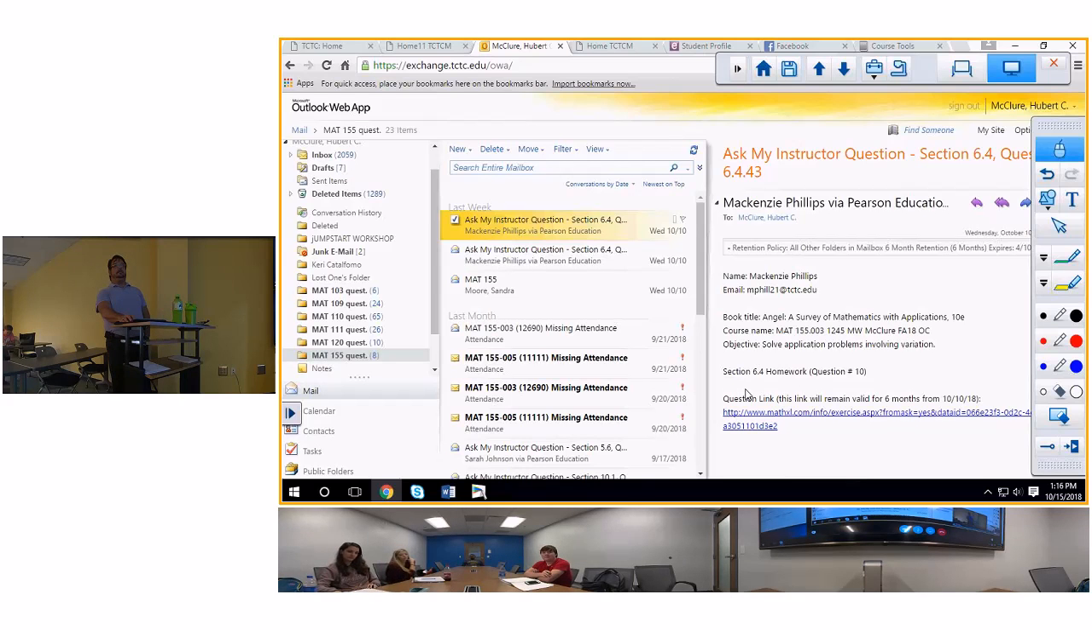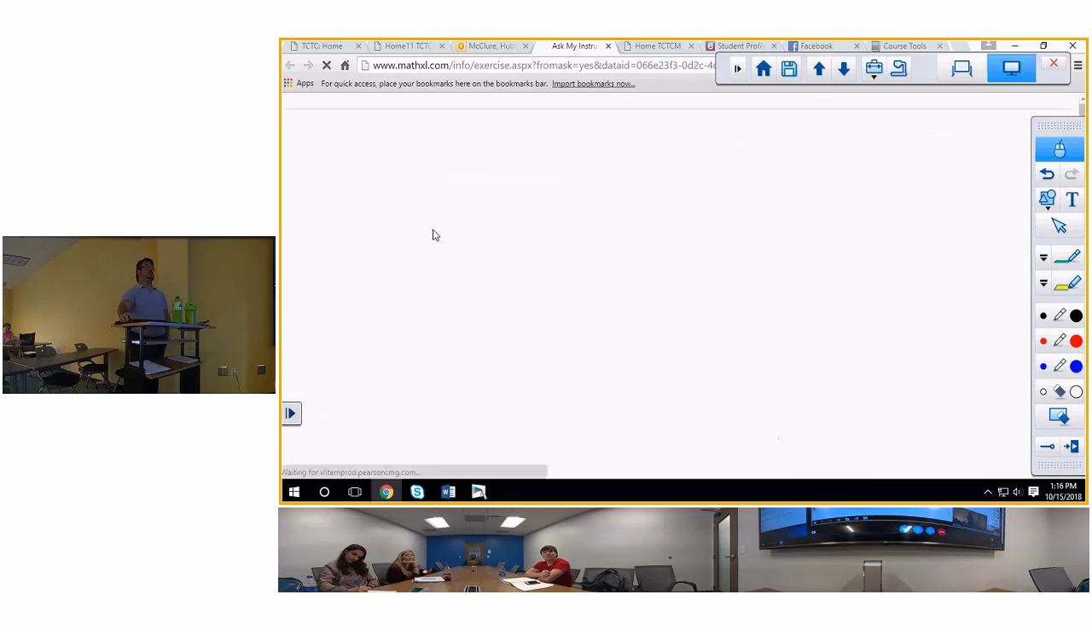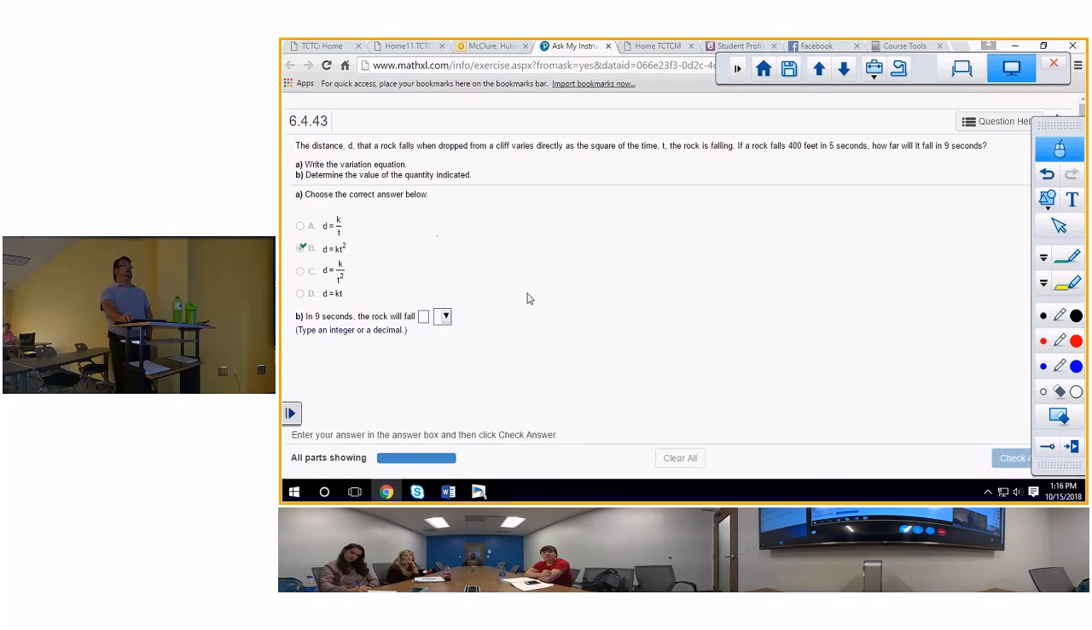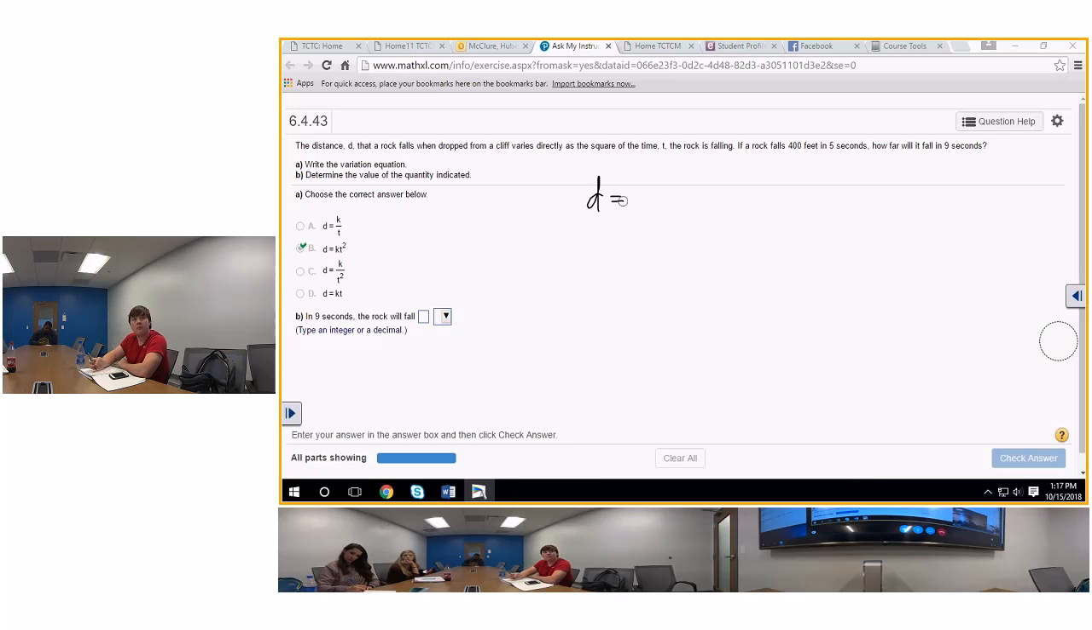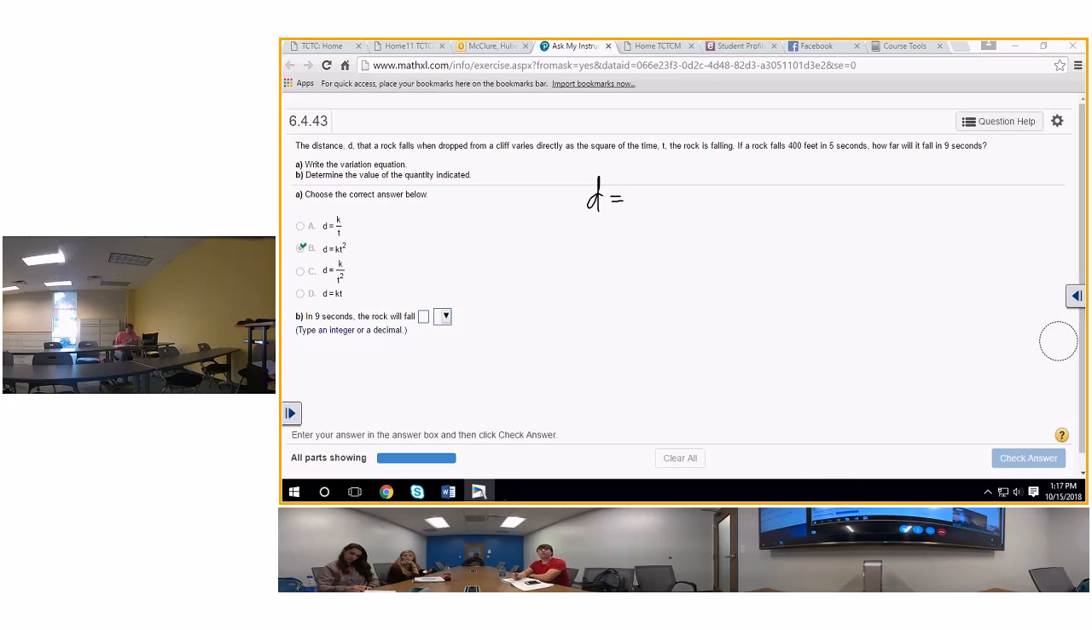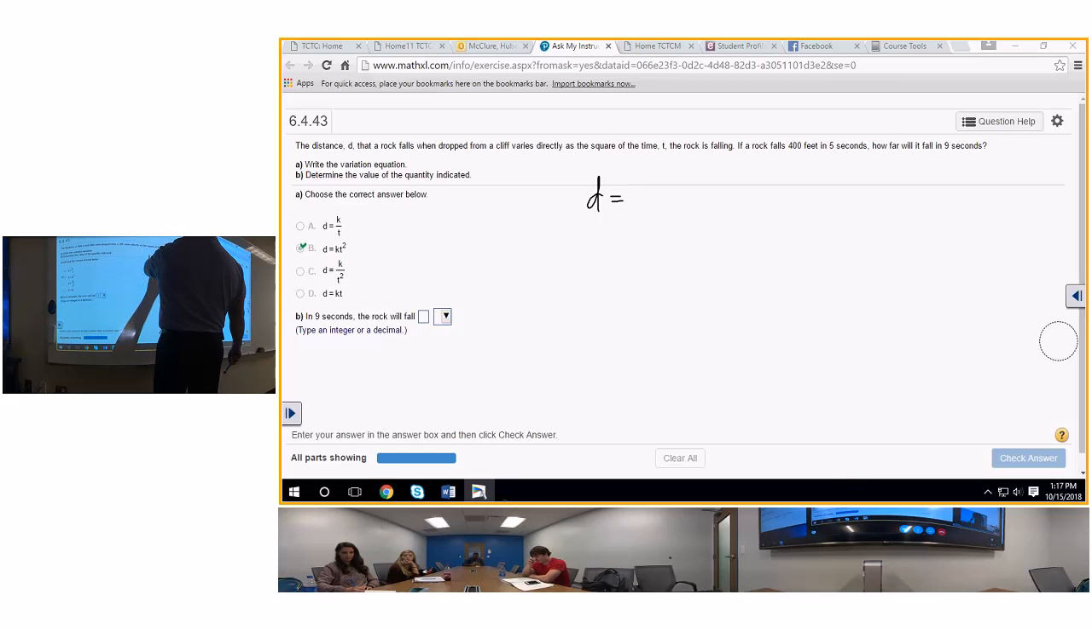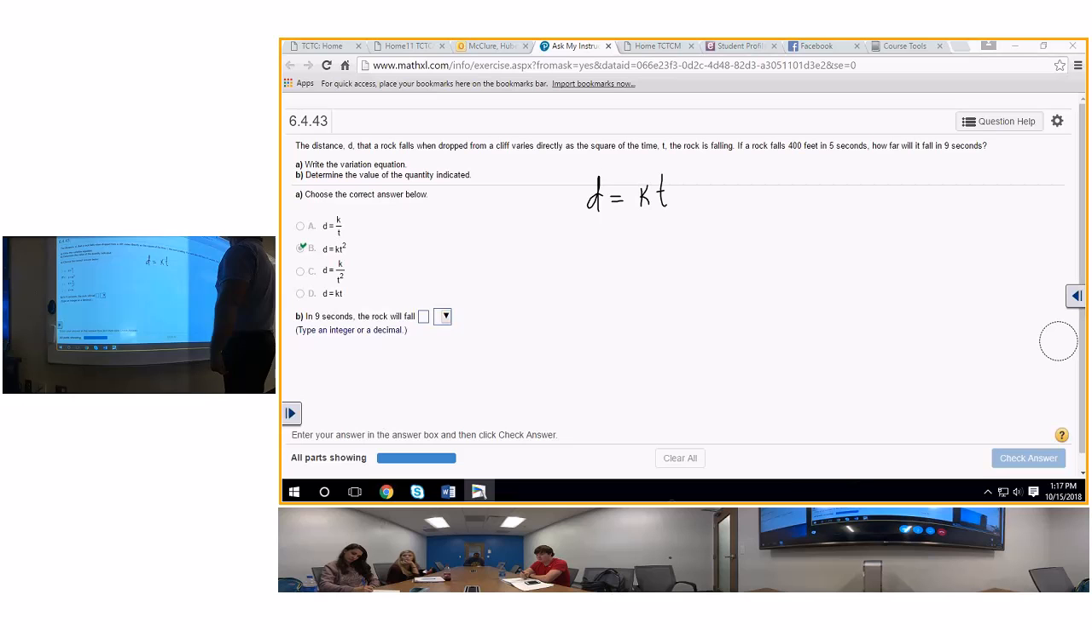6.4, number 10. 43, number 10. Okay, the distance D that a rock falls. So let's go to D is equal to varies directly as the square of the time. Directly is k times what? X. So that's k times t. Anything else? I think that's it. So that's part one. Apparently it's squared.